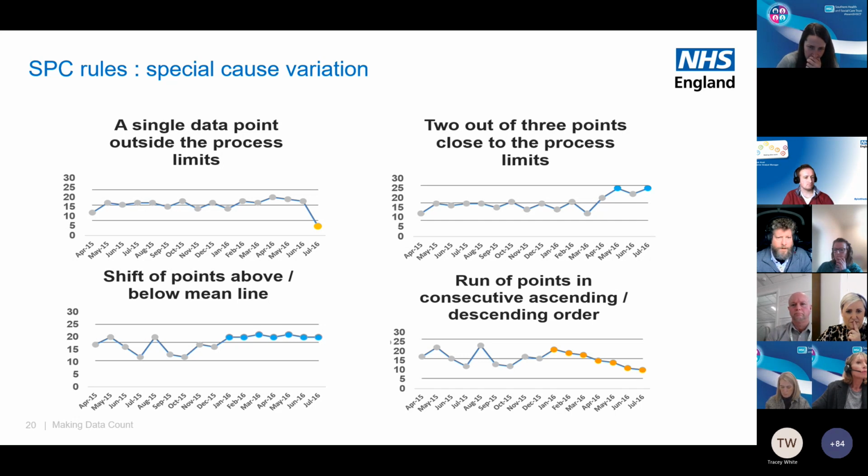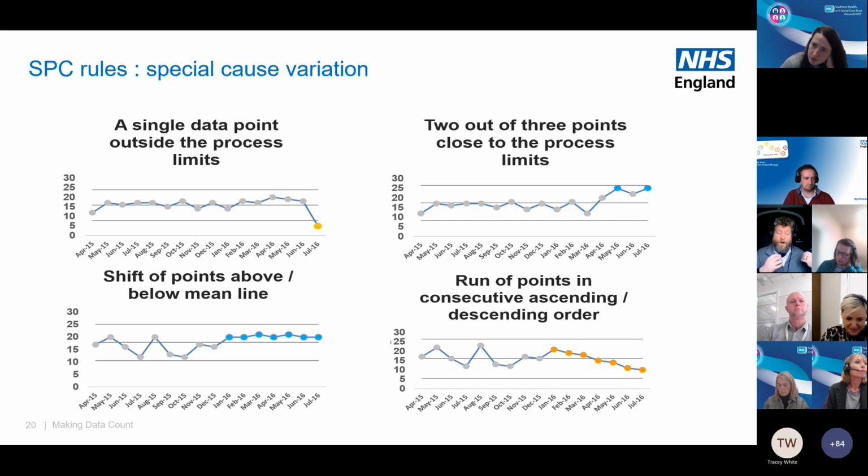And then we've got this final one, and I'll leave this one until the end always. And this is 2 out of 3 points close to the process limits. Close to the process limits might not sound very mathematical or statistical, but there is some statistics behind it. We just don't talk about them because it gets quite confusing. And all our tools will highlight these rules for you. So 2 out of 3, close to that process limit.